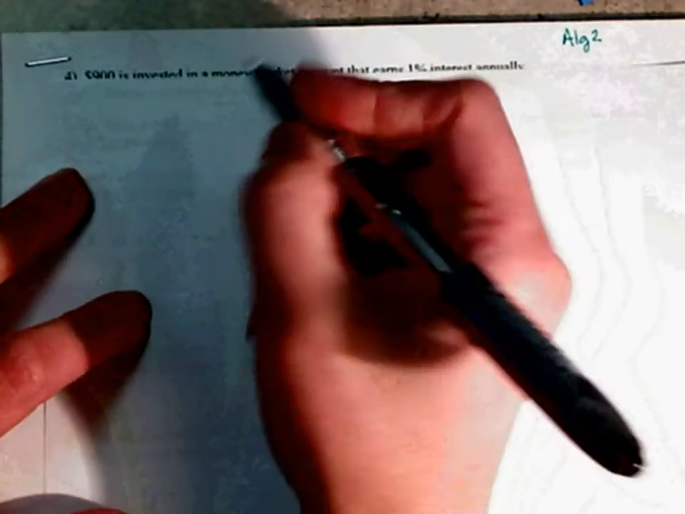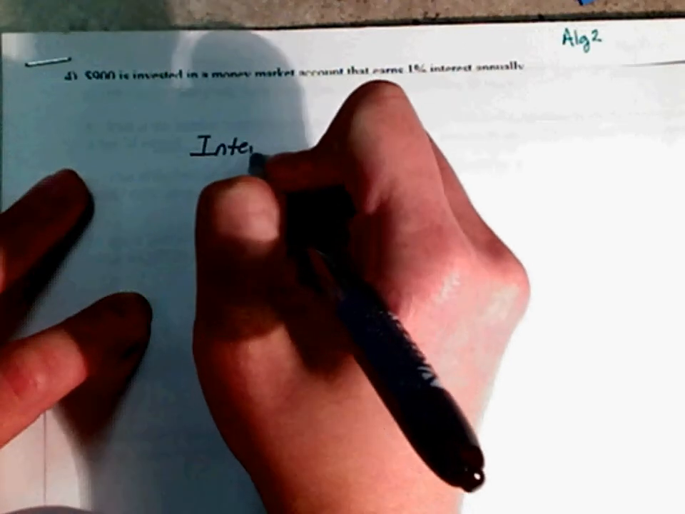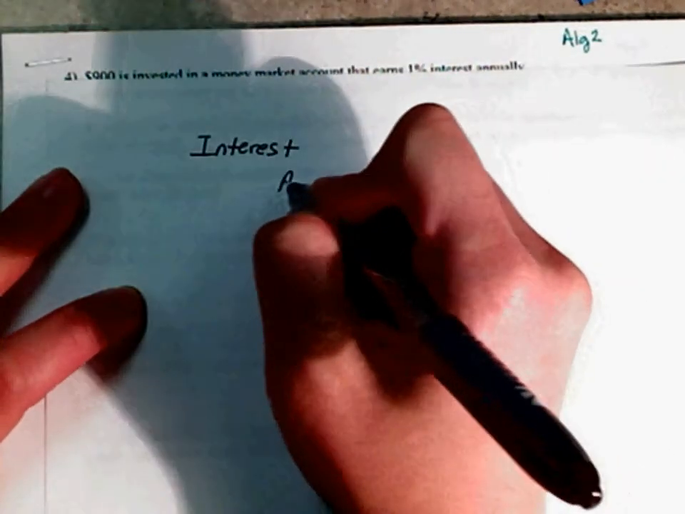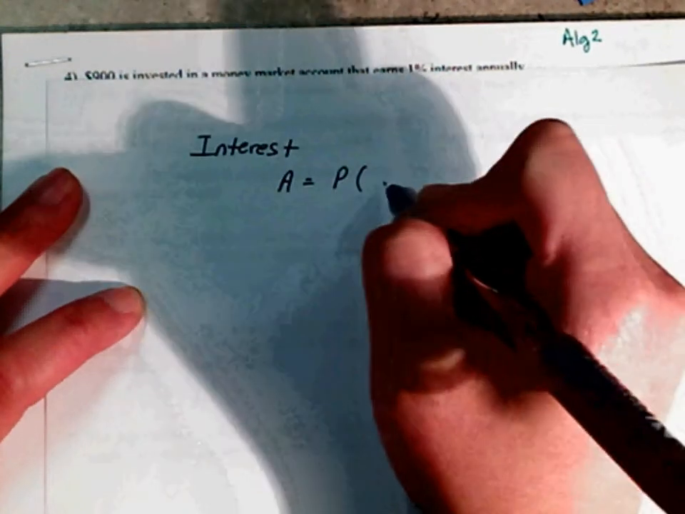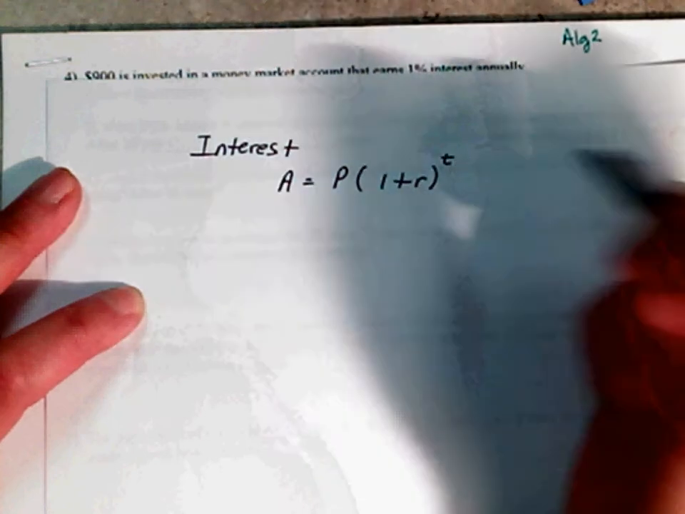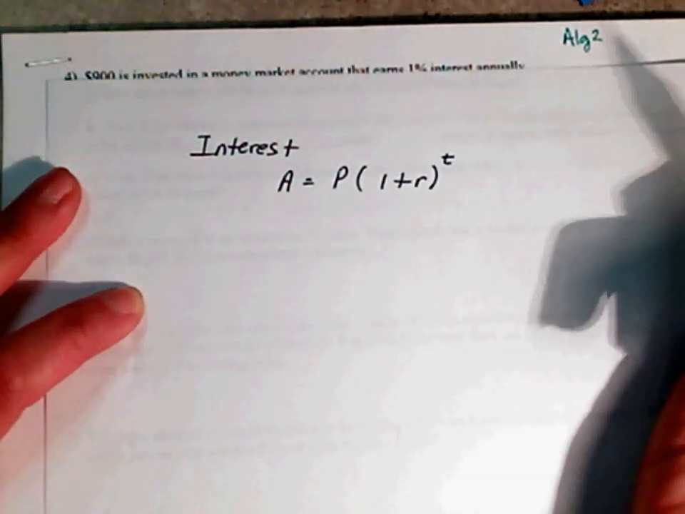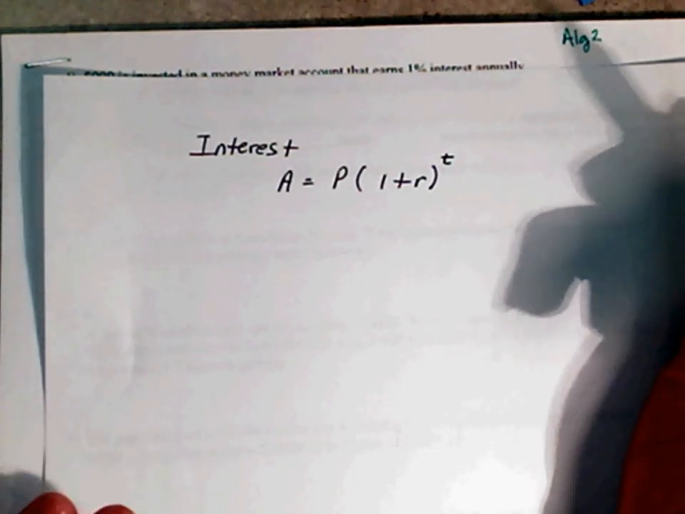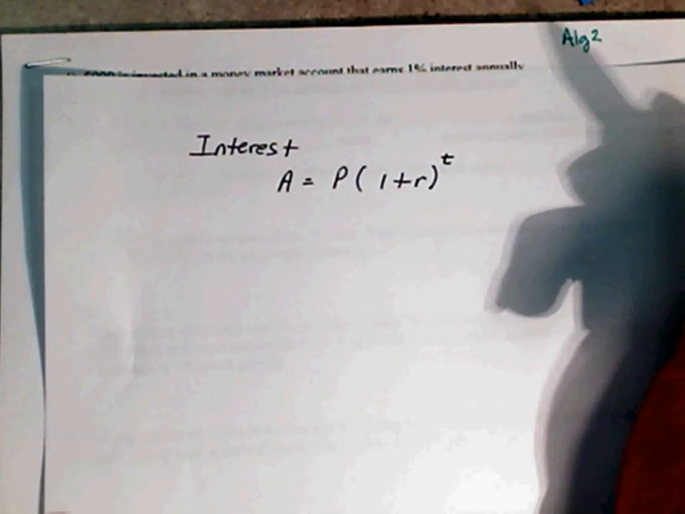All right. So, before we start, you guys might want to write down a few things. Number 1, if it just mentions the word interest, this is the formula you want to use. A equals your principal, 1 plus R, which is your rate, raised to the T. That gives you your time, okay? And if it just mentions the word interest annually, it doesn't really matter. It just says simple interest.